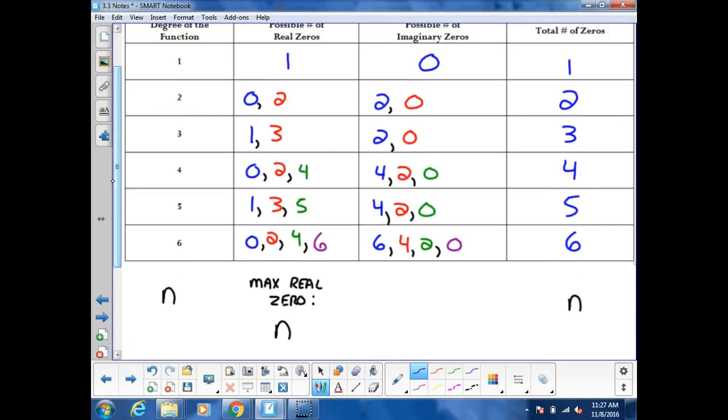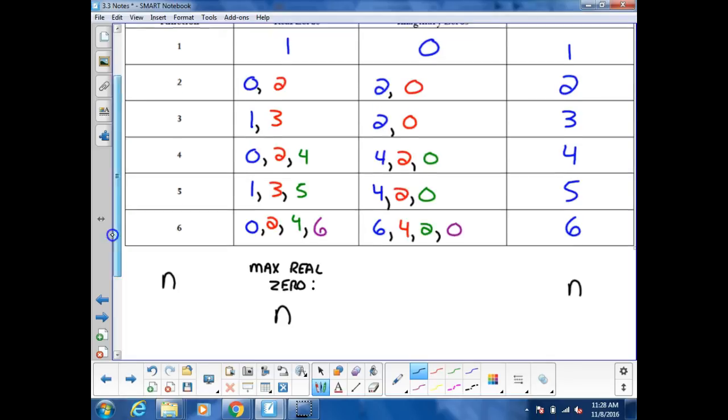6, the maximum was 6. 5, the maximum was 5. 4, the biggest one was 4. 3, biggest one was 3. 2, the biggest one was 2. 1 is 1, right? So the biggest is n. Now, what's the pattern then after we get the biggest one? It goes down by 2 every time. Okay?